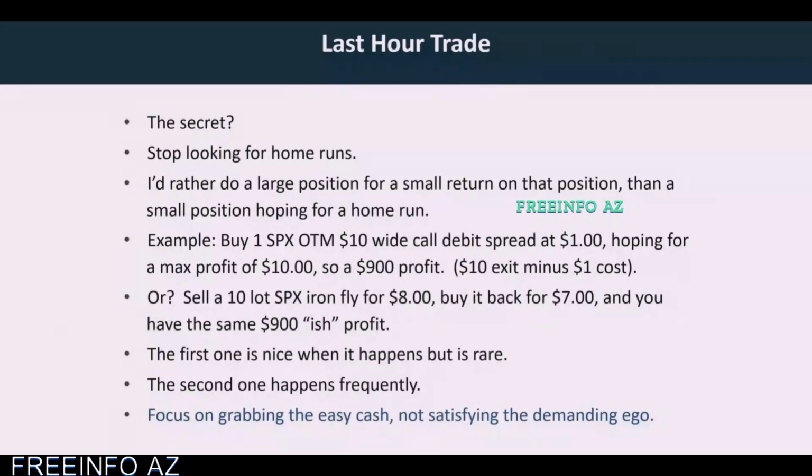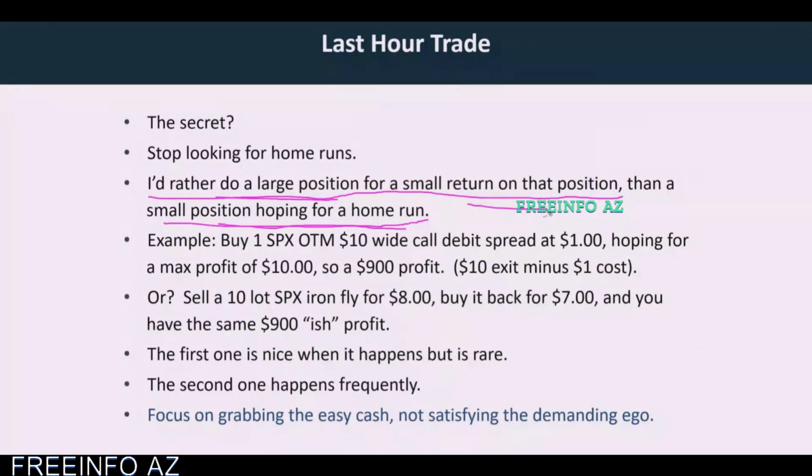So the secret to all this is to stop looking for home runs. I would rather do a large position for a small return than a small position hoping for a home run. The small position hoping for a home run, I think, causes more problems than anything else in trading, when you could just do a large position, get that small return, and keep doing it over and over again.